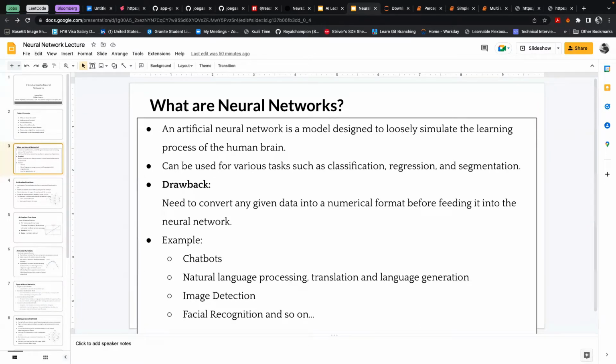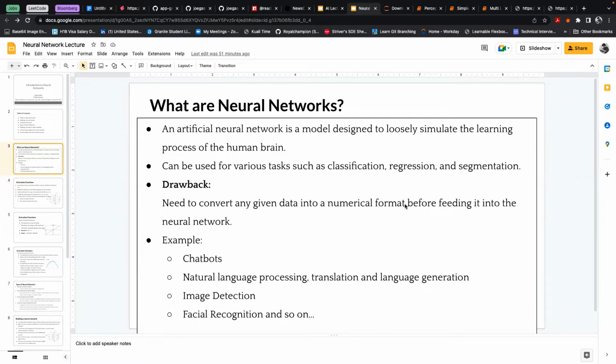But one major drawback of neural networks is that we need to convert any given data into a numerical format before feeding it into the neural network. For example, we deal with many different types of data, including visual, textual, and time series. So we need to figure out how to represent problems in a way that can be understood by neural networks. To understand this process, let's first consider how to build a neural network. But before jumping into that, let's go through some use cases, different activation functions, and types of neural networks.